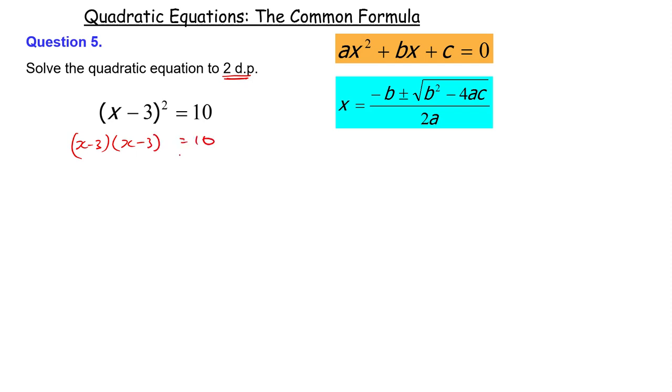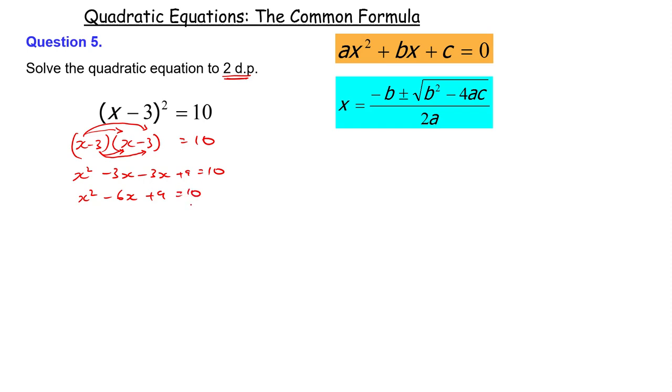equals 10. Pens down, pay attention. When we expand it out, x times x gives us x squared. x times minus 3 is minus 3x. And then minus 3 times x is another minus 3x. And then minus 3 times minus 3 gives us plus 9 equals 10. So we got x squared minus 6x plus 9 is equal to 10.